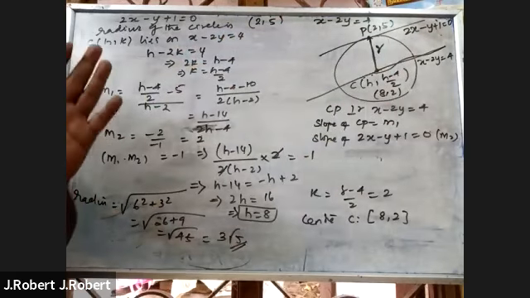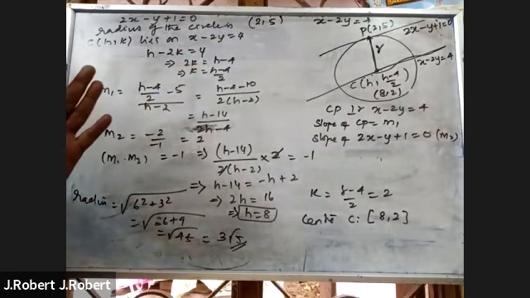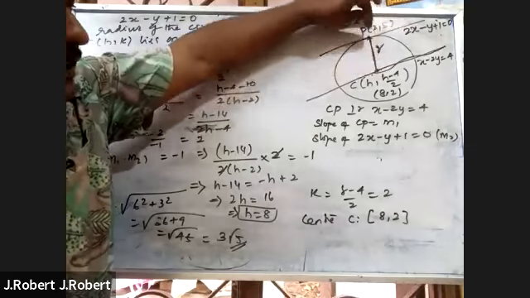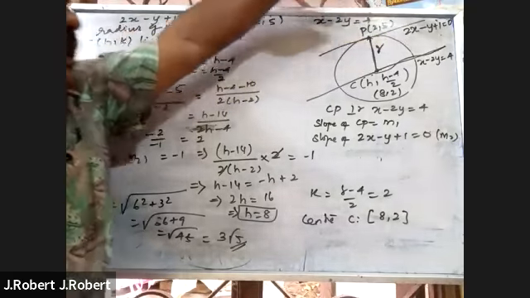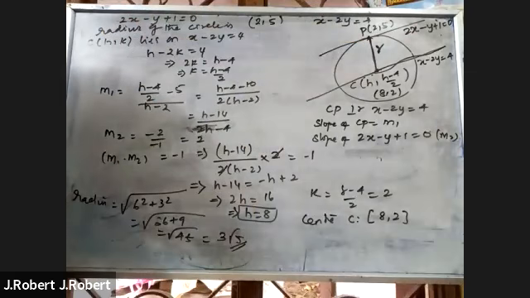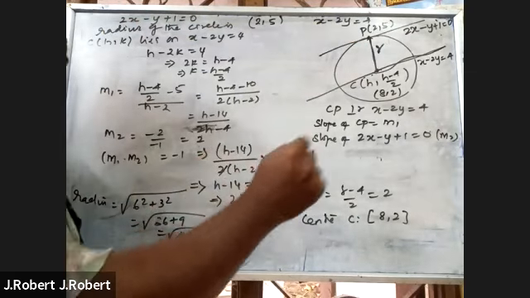Now, we know on seeing the diagram, the radius is perpendicular to that line. So for perpendicular lines, the condition is m1 into m2 equal to minus 1.